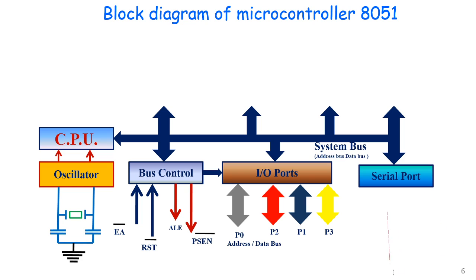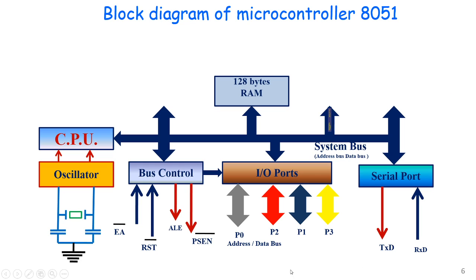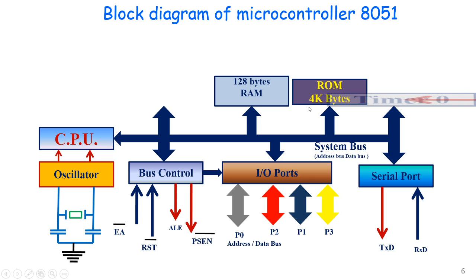There is a serial port for serial data communication, bit by bit data communication. TxD transmits data serially and RxD receives data serially. The microcontroller transmits data using the TxD pin and receives data using the RxD pin. The microcontroller has on-chip random access memory of 128 bytes and read-only memory of 4K bytes.